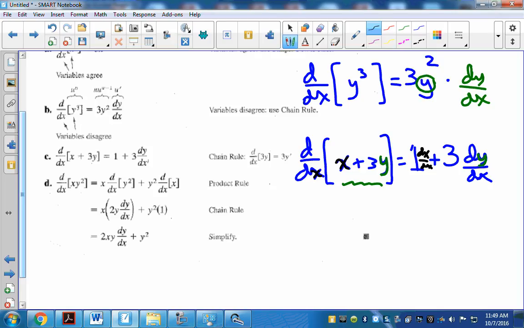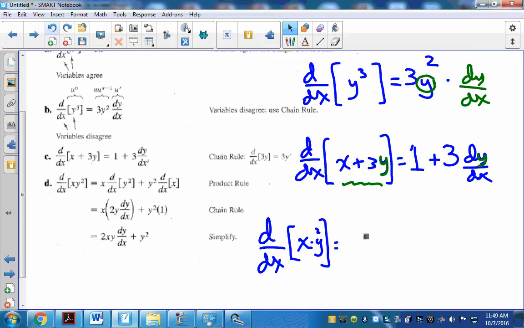Okay, so at this point anyway, we're going to see y's and x's. And if you ever see a y in the problem, you have to use the chain rule. Okay, the last example is a product. We're trying to find the derivative with respect to x of x times y squared.